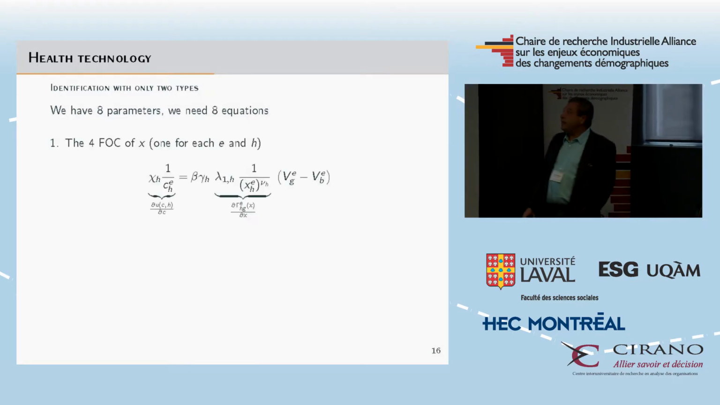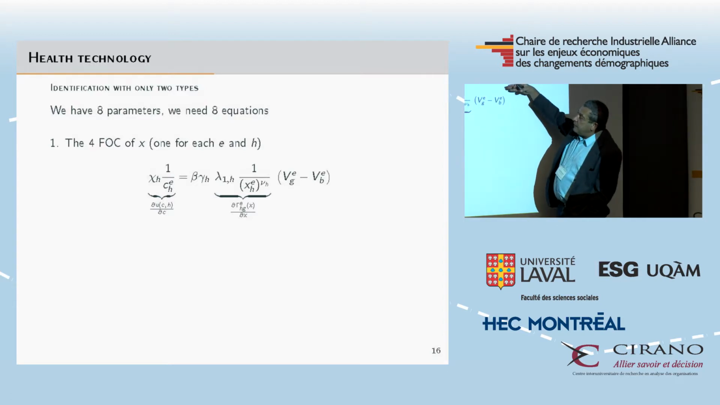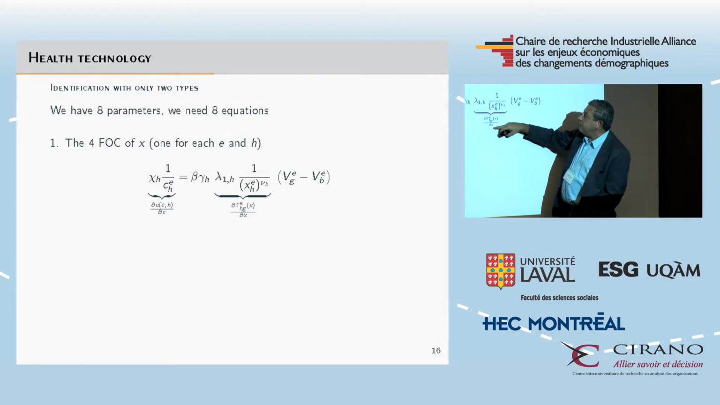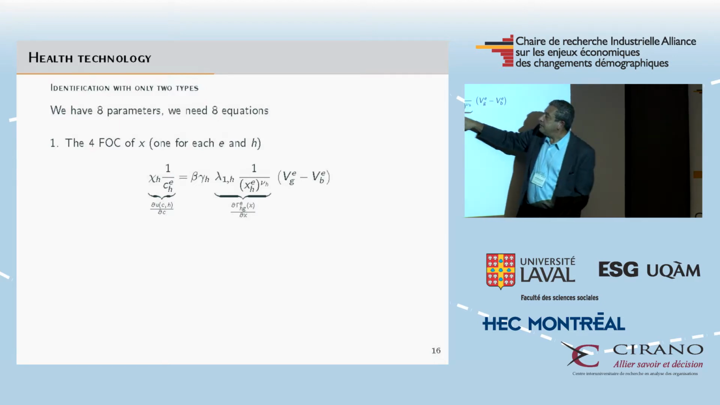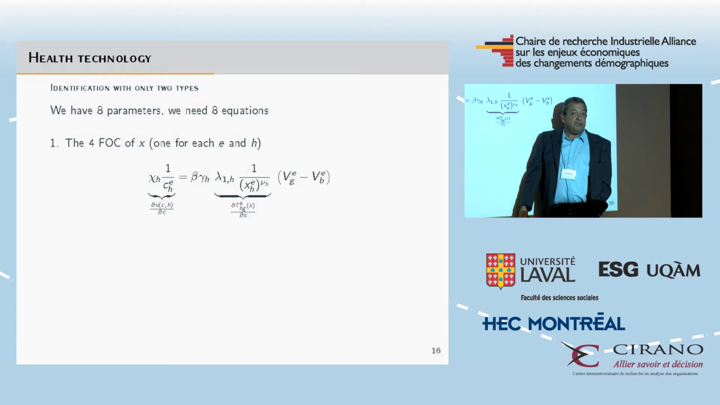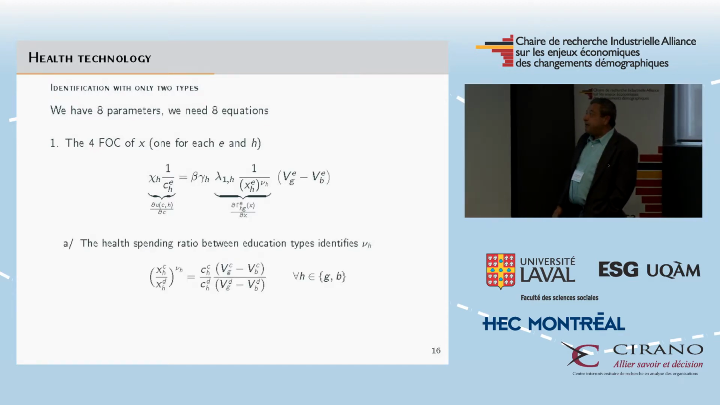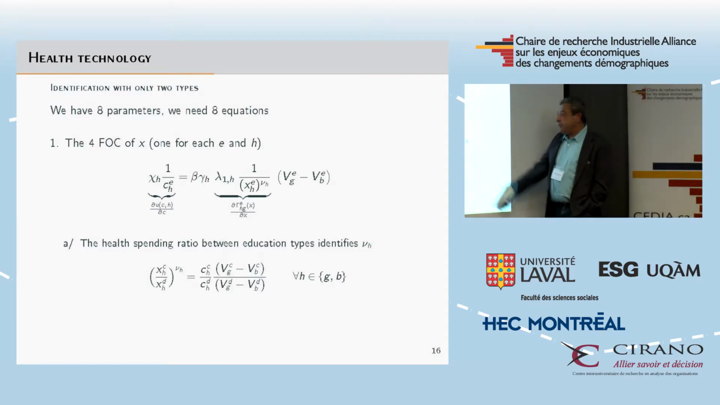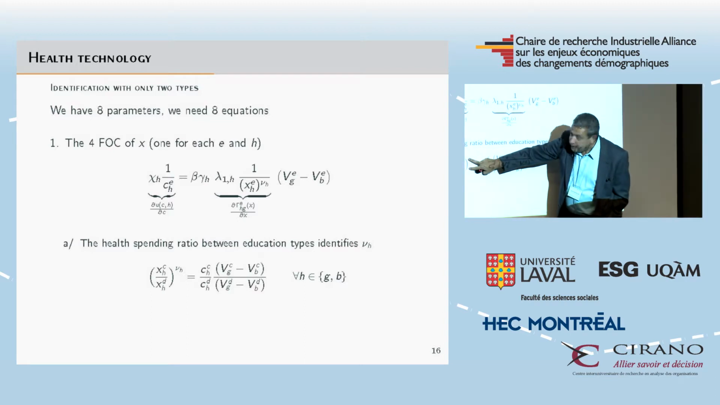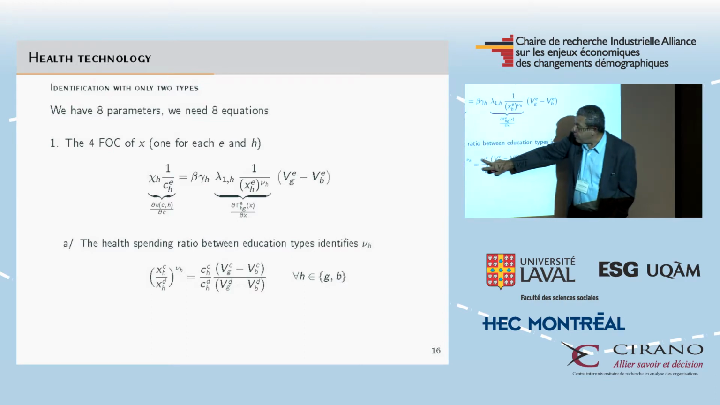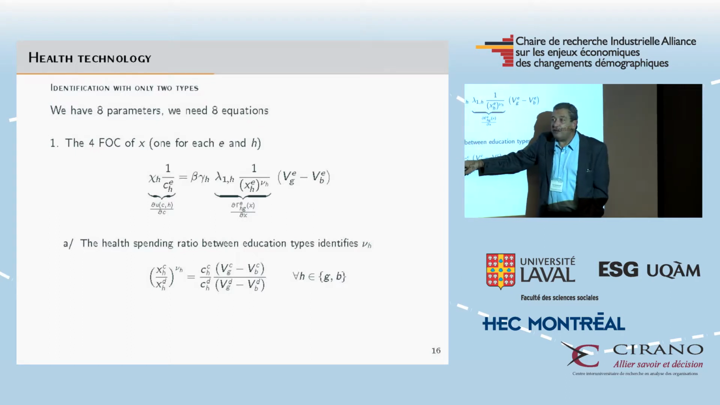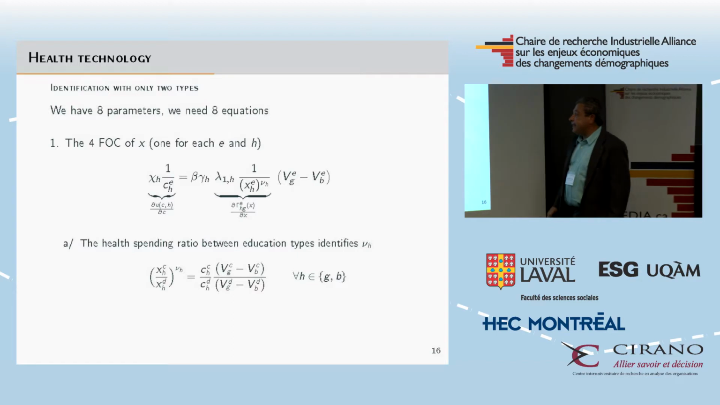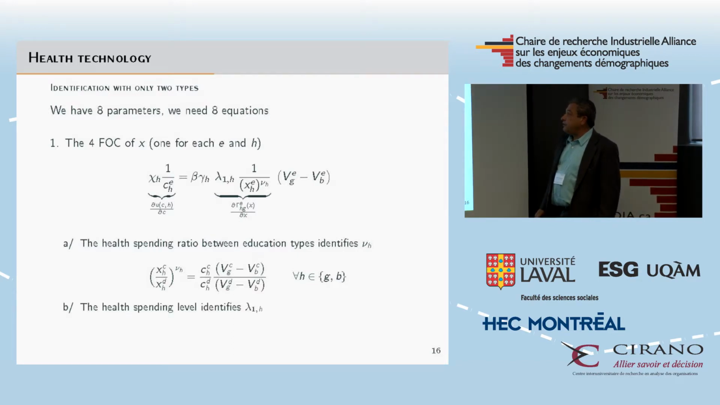So in an exactly identified world, you need 8 equations. Well, the first ones are the first-order conditions for investment. There is one for each education type and one for each health level. Fortunately, conditional on parameters, we know these numbers. We observe this and we observe that, so the only unknowns are the parameters, because the rest are numbers. But we also have health spending. This is just that the first-order condition has to be satisfied. The other one we see is the ratio of health spending across education groups compared to the ratio of consumption by education group. That tells us something about what the curvature is, and that has to be true for both good and bad health. So those are two more.